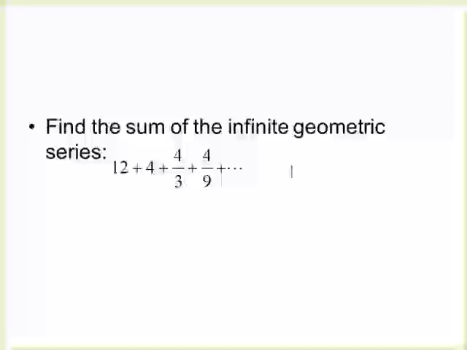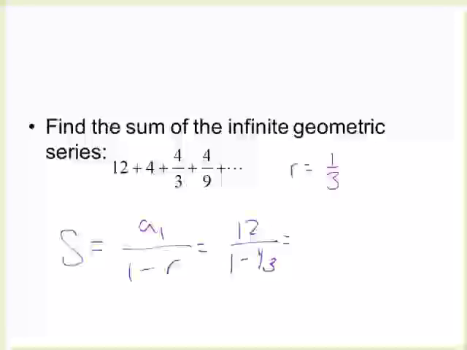To determine if we have a sum, we need to know our ratio. What is our ratio? 1/3. We're dividing by 3, but we want to think about multiplying, so we're multiplying by 1/3. So does this have a sum? Yes. So sum is equal to a sub 1 over 1 minus r. A sub 1 means first term, which is 12 over 1 minus 1/3. So this is 12 divided by 2/3, or 18.